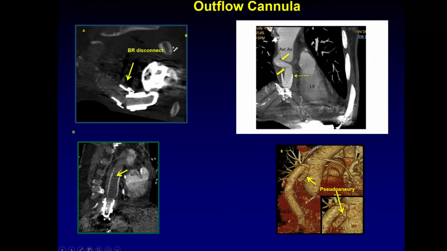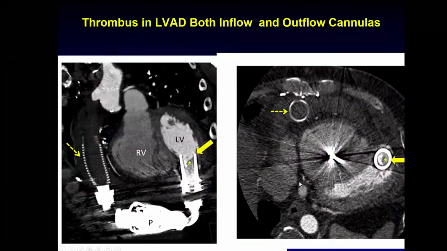Obviously, you could have clotting of the outflow cannula, as in this case, or in the patient with a pseudoaneurysm. And this patient actually presented with recurring bleeding through the driveline. The theory is there's a pseudoaneurysm and a slow leak, the blood tracking along the device, and the patient ended up having intravascular treatment with a vascular occluder.